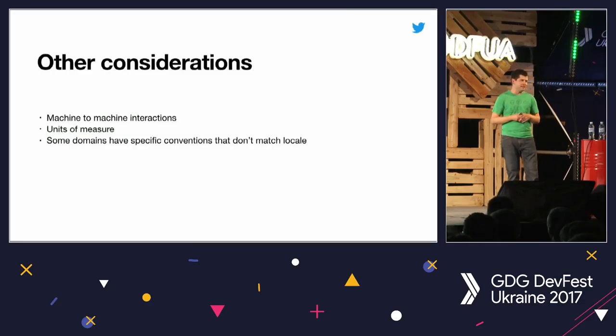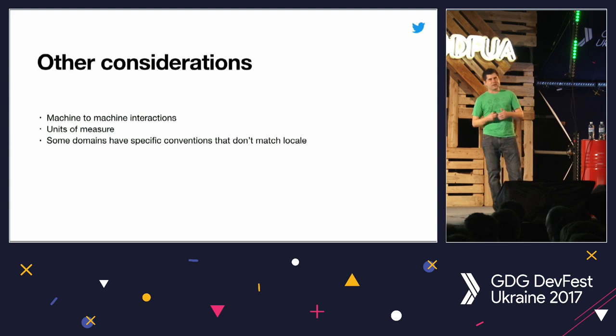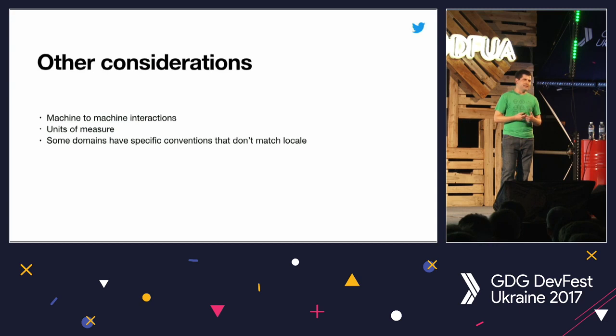Units of measure are another thing. In the United States, we use the imperial system. We're only one of three countries that do that. So that's pretty easy to solve. And then other domains, some specific domains, have conventions that don't match the locale. So if you're doing a scientific application, generally it's used in metric, right? So no matter if you're in the United States or Europe or the rest of the world, you would still continue to use the metric system.